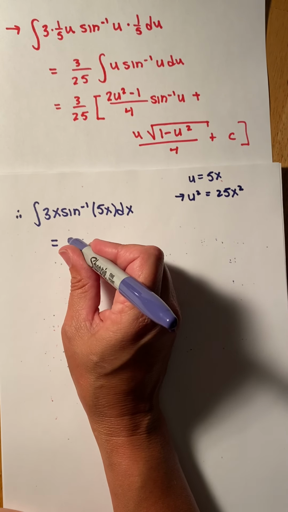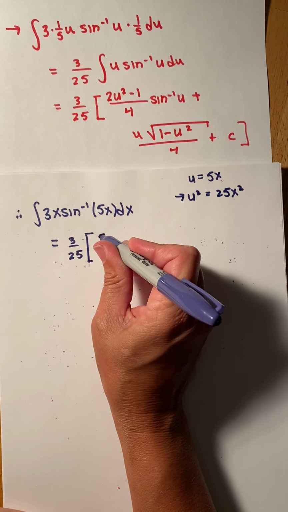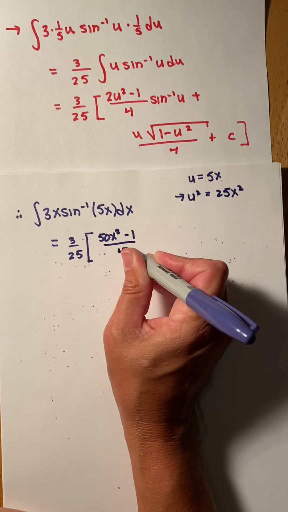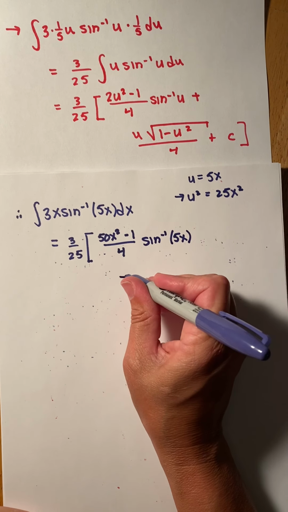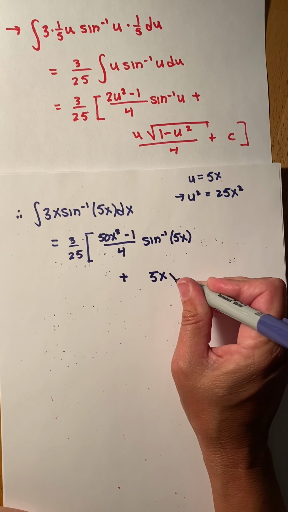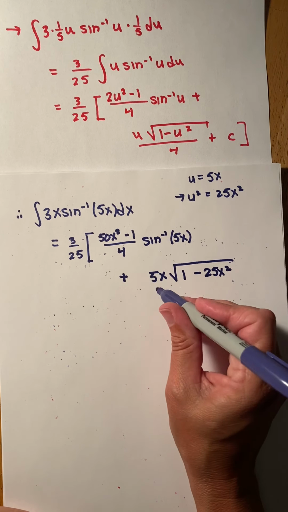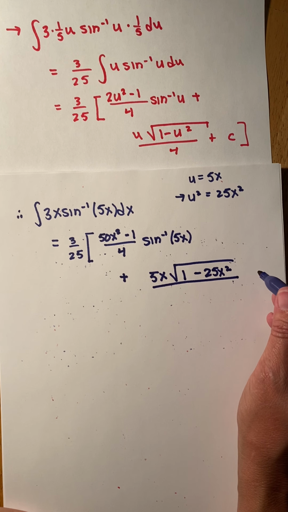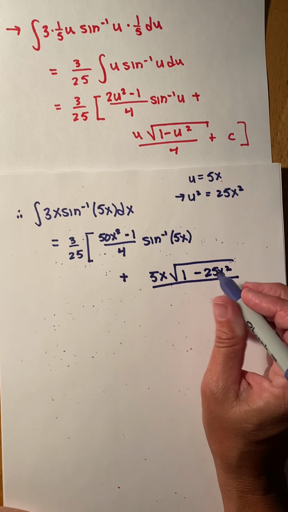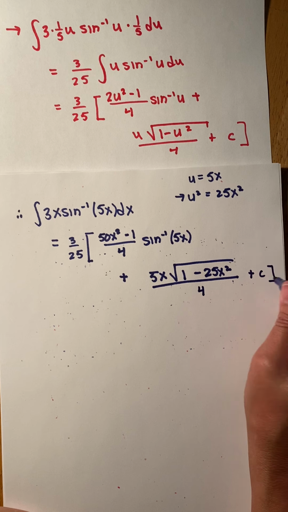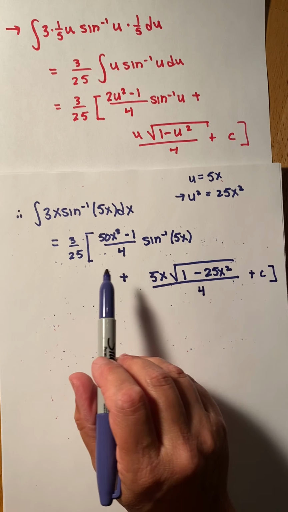So we will have 3/25 times 2 u squareds, so that will be 50x squared, minus 1 all over 4, times the inverse sine of 5x, plus u, which is 5x, times the square root of 1 minus 25x squared, all over 4. Sorry, I lost my train of thought for a minute. Plus the constant. Now let's distribute that through. Let me just make sure I did that right.